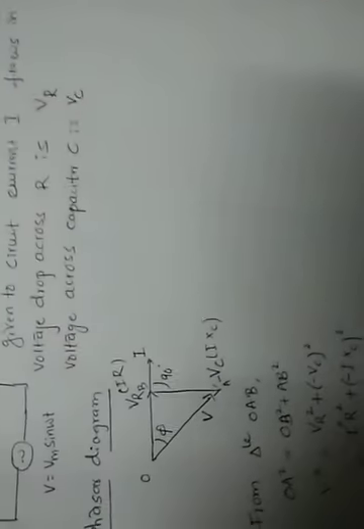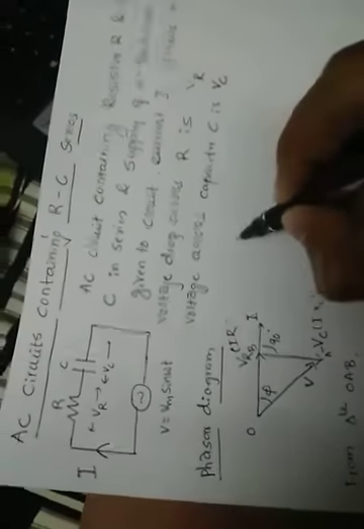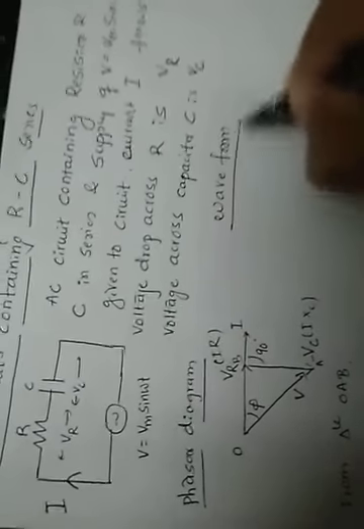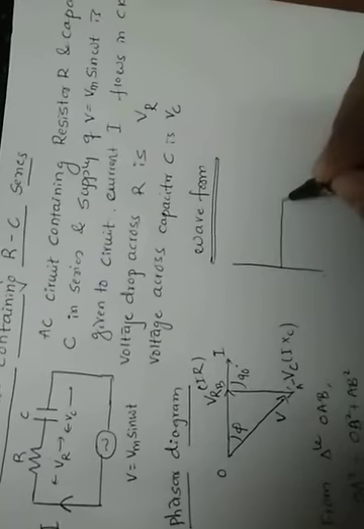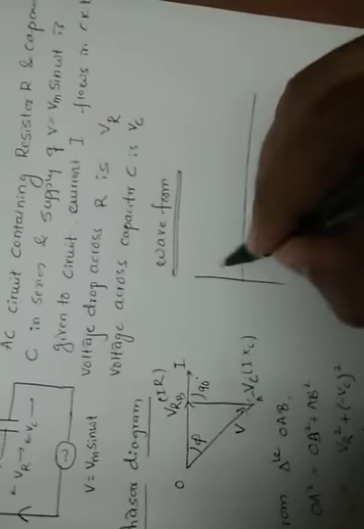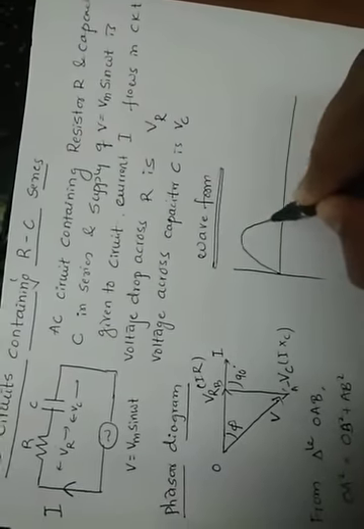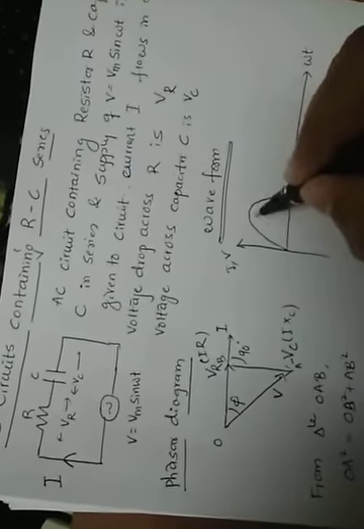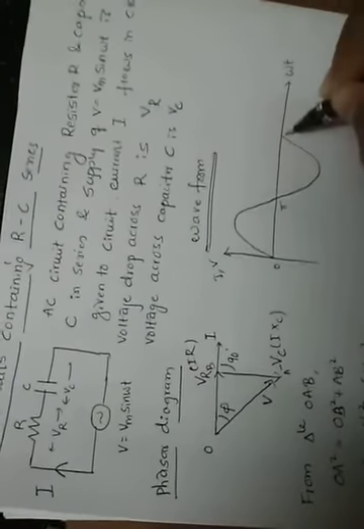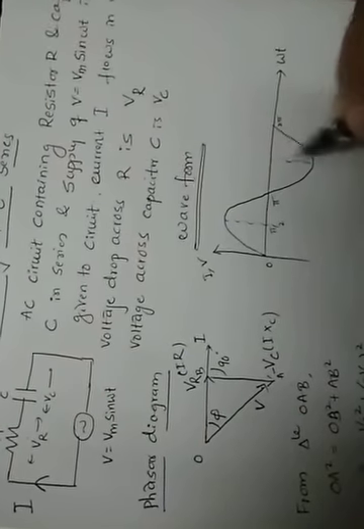Next we have the waveform. How to draw the waveform here? We have to plot the waveform. It is similar to the case of the inductor. First we have to draw the voltage. The axis is omega t, and we draw both I and V. The points are 0, pi, 2 pi, pi by 2, and 3 pi by 2. This is the voltage equation.